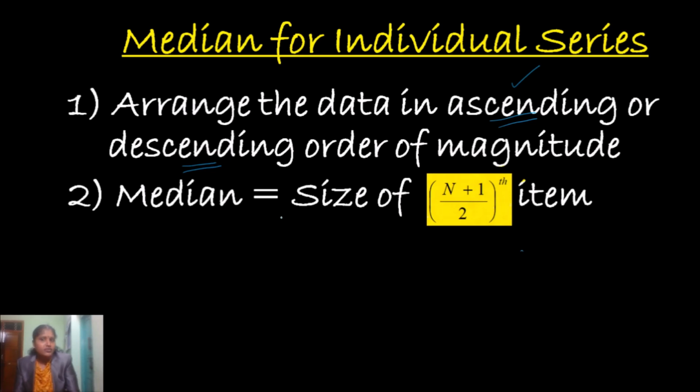Then, after arranging the data in ascending or descending order of its magnitude, we make use of the formula: median is equal to size of (N plus 1) over 2th item. Here, capital N represents the number of items given in a data set, that is, how many items are given. Based on that, we have one more question: the number of items may be either even or odd.